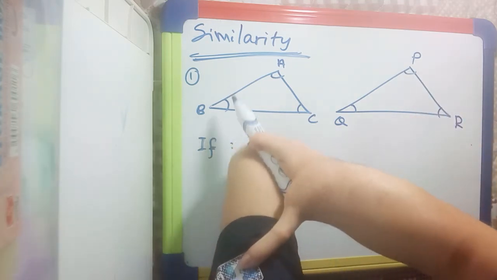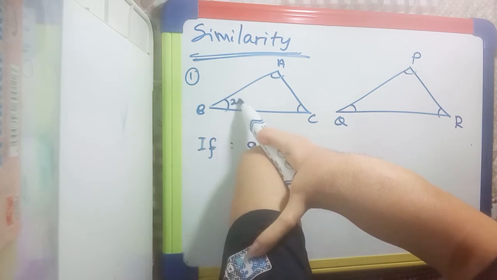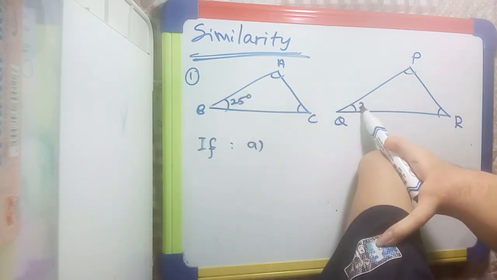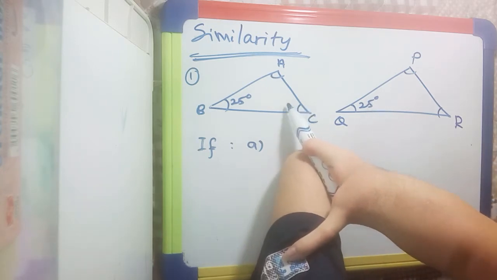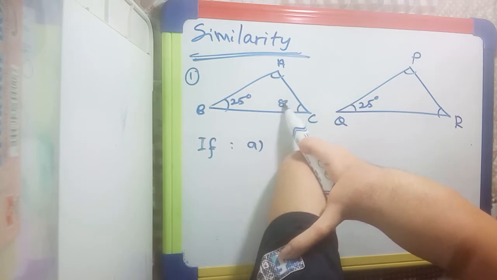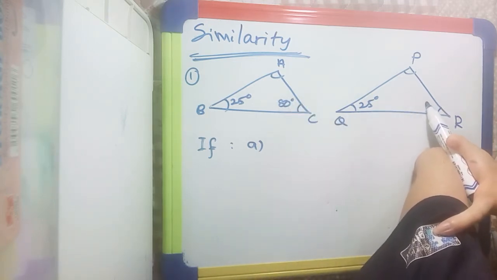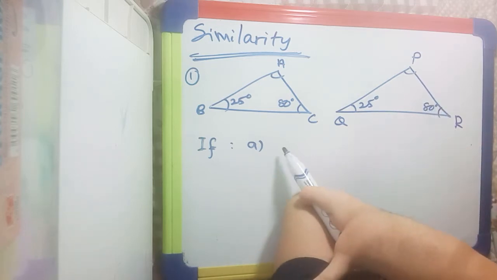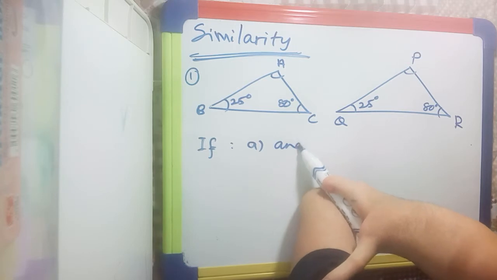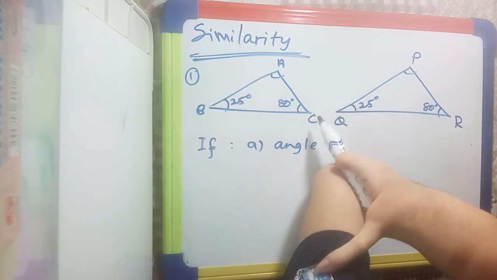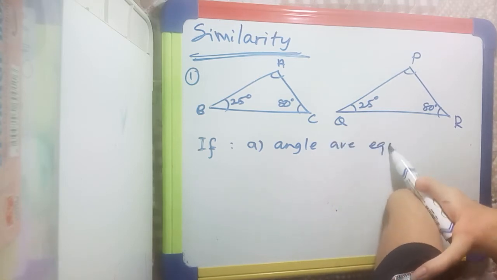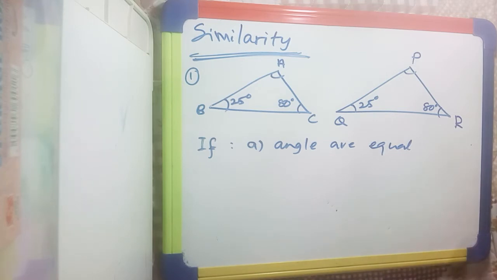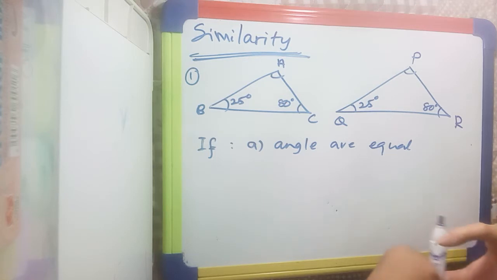What does it mean by that? Let's say, for example, I give you 25 degrees, the angle over here also must be 25 degrees. If I give the angle over here, let's say 80 degrees, so the angle over here also must be 80 degrees. So rule number one, you must remember, we can say two objects are similar if the angles are equal. The angles inside both triangles ABC and PQR are equal.